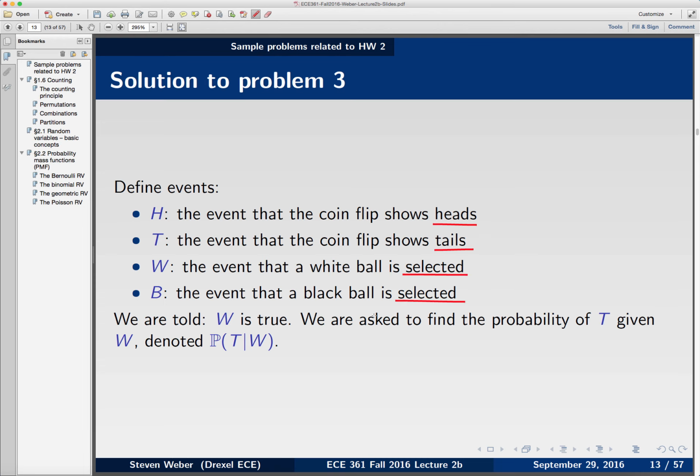What are we given? We are told that a white ball is selected. Therefore, the event W is true. We are asked to find the probability of T, that the coin flip shows tails, given this information. In our new notation, we're asked to find the probability of tails given a white ball, or T given W.